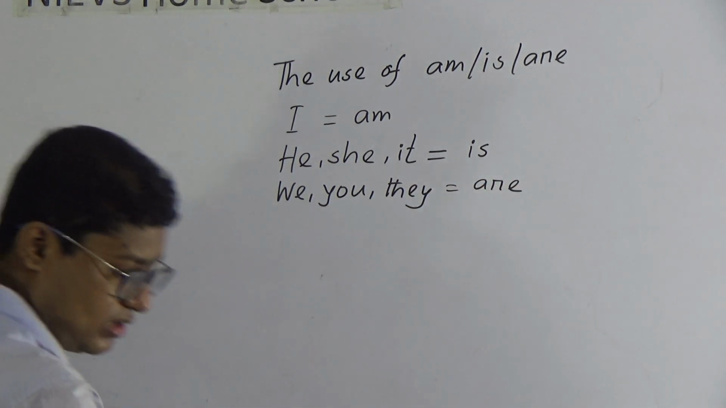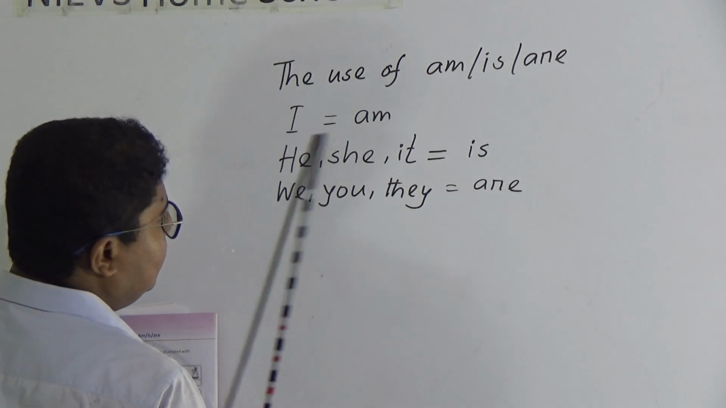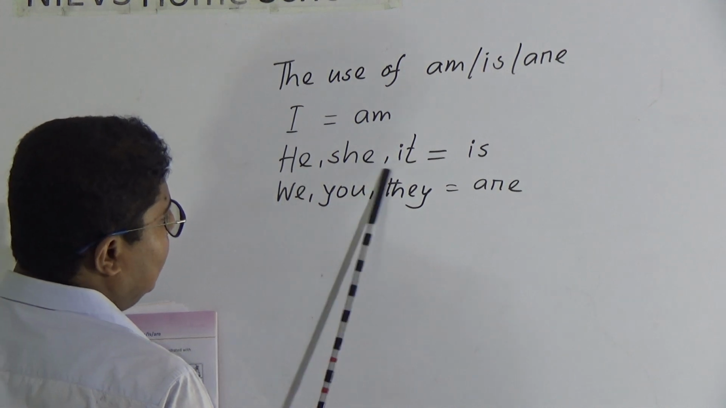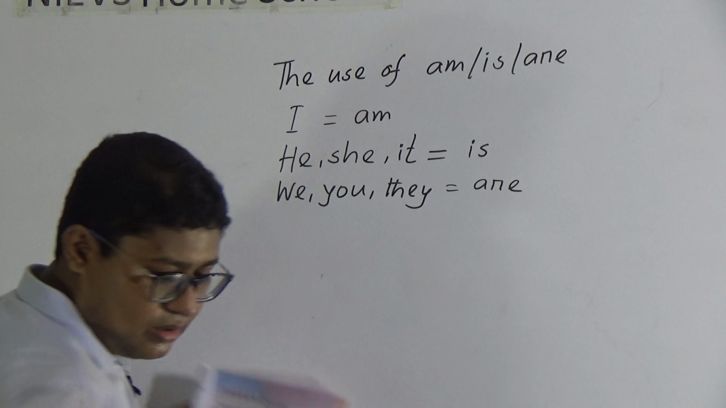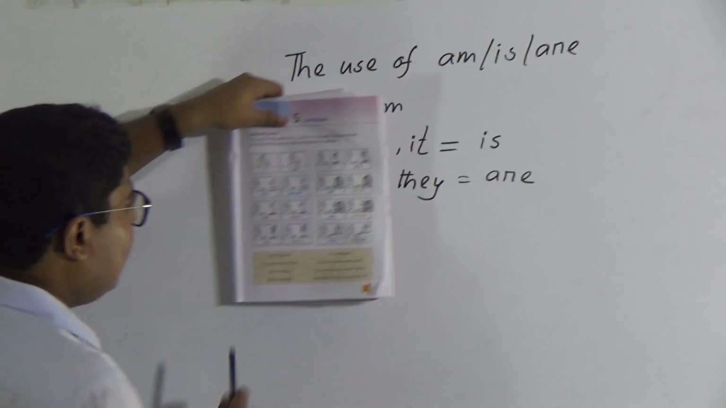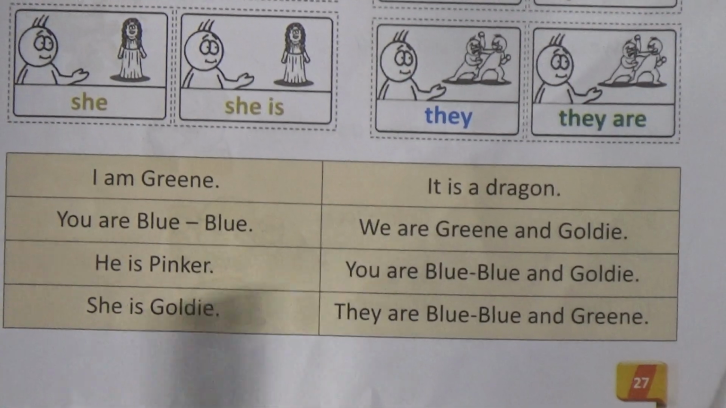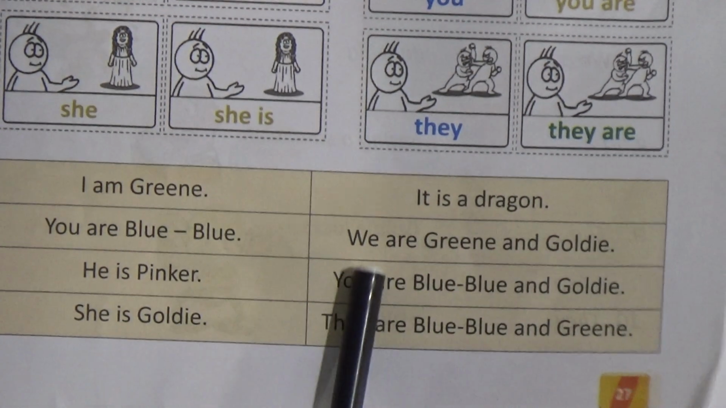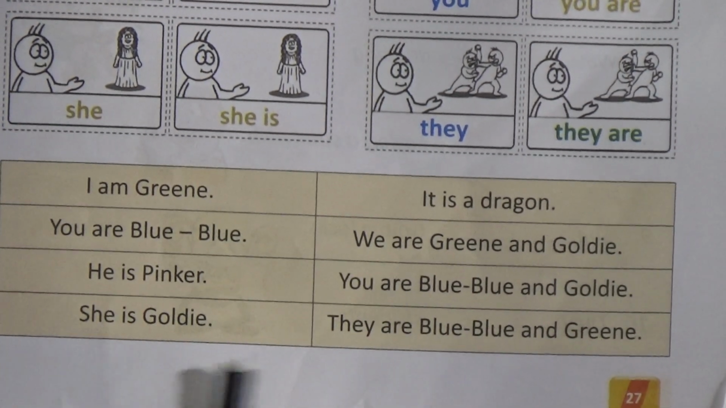So this is the thing, very easy thing. The use of am, is, are. After I, we have to put am. After he, she, it, we have to put is. After we, you, they, we have to put are. Let's do the exercise. Okay, now you can also see after I, we have put am. After it, is. After you, are. After we, are. He is. After you, are. She is. They are. So let's go to the next page.